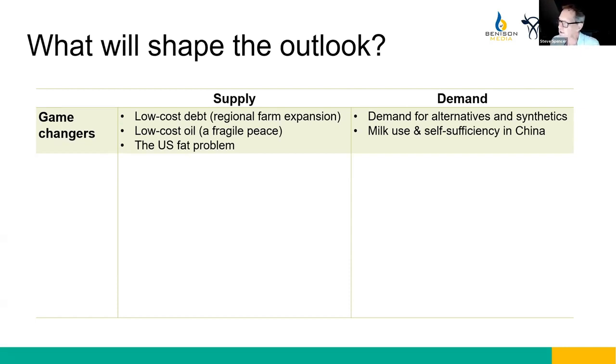Right-hand side, on the demand side, demand for alternatives and synthetics could take off quite quickly, and the milk use and self-sufficiency levels in China. So that can be a big swing factor. So those things, I think, are game changers.